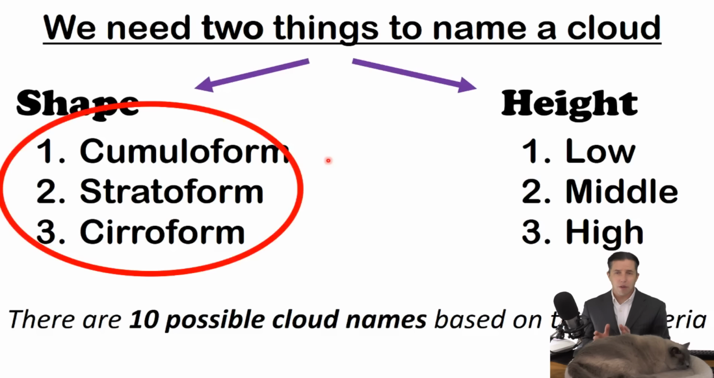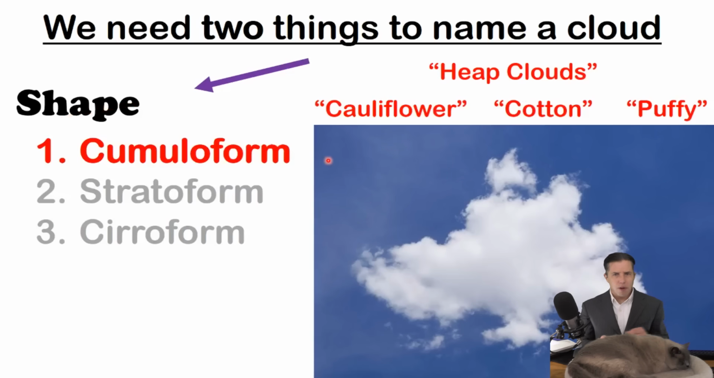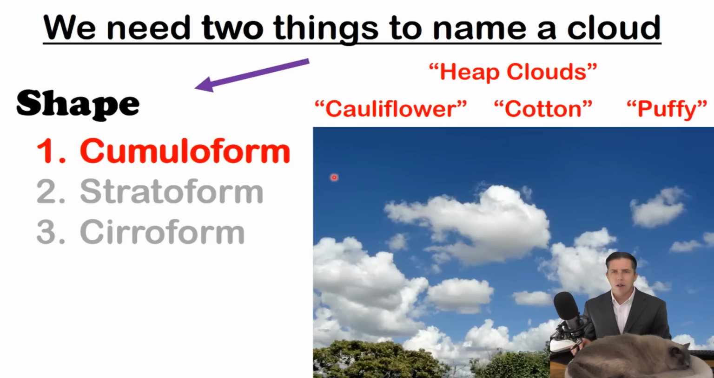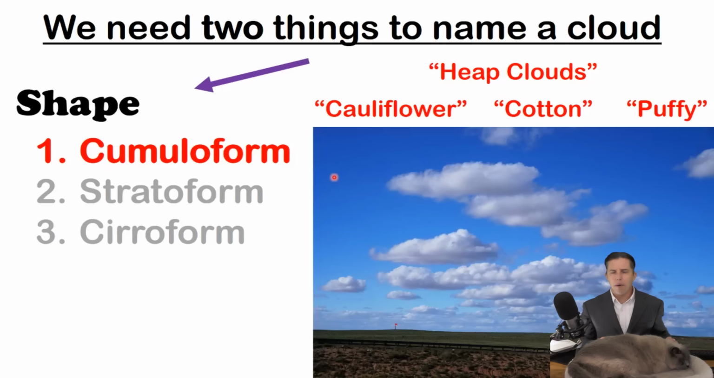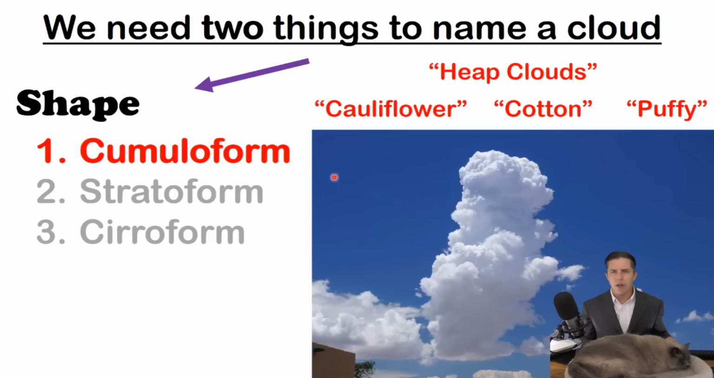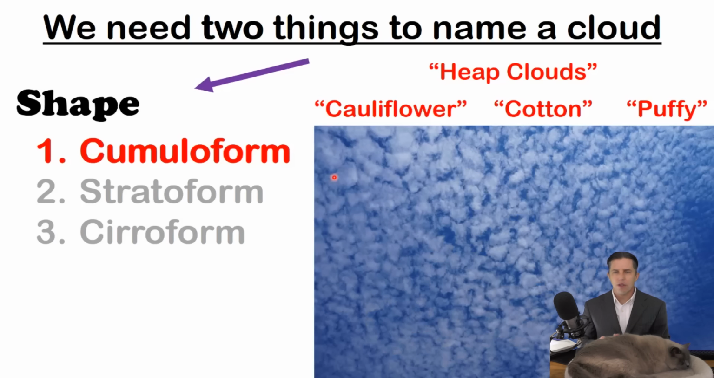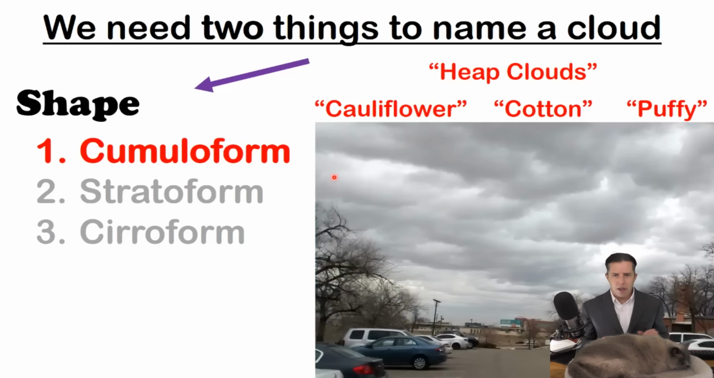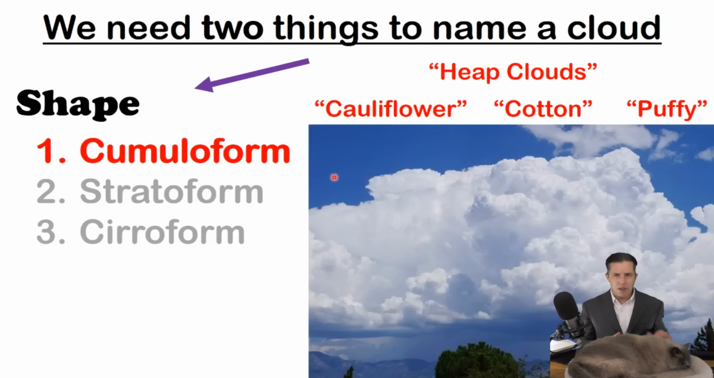So first we're going to go through the shapes. And cumuloform shape clouds are also known as heap clouds. These are the clouds that are kind of puffy looking, or they might kind of look like cotton or cauliflower. And they might be wider than they are tall. They might be taller than they are wide. They might be just little tiny puffballs. They may be low, droopy clouds. But all of these have something in common, which is they all have this kind of puffy edge on them, right? So these are all cumuloform clouds.